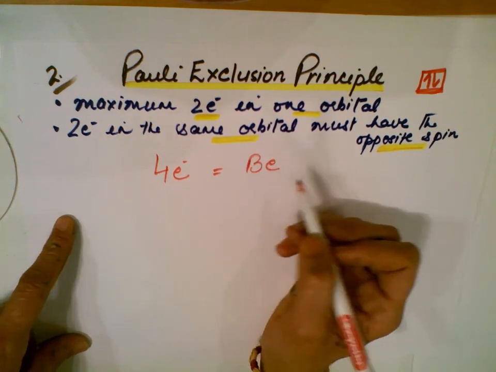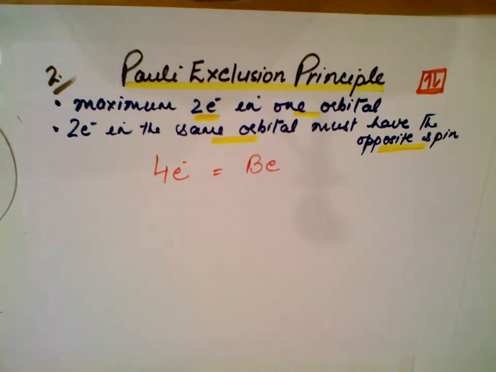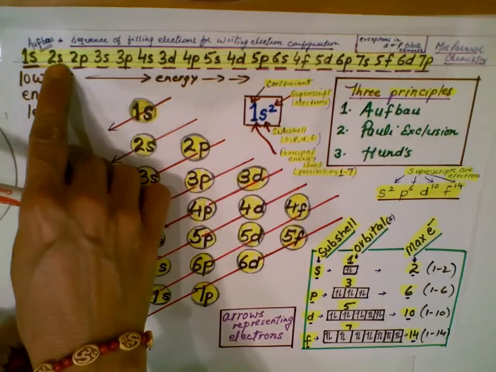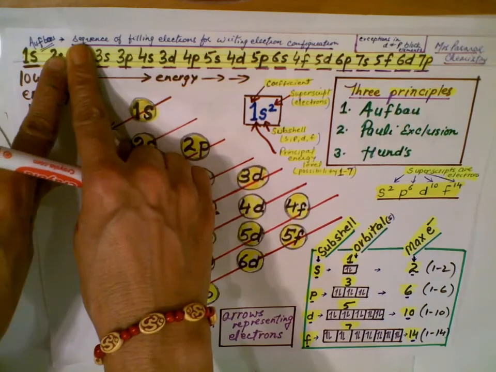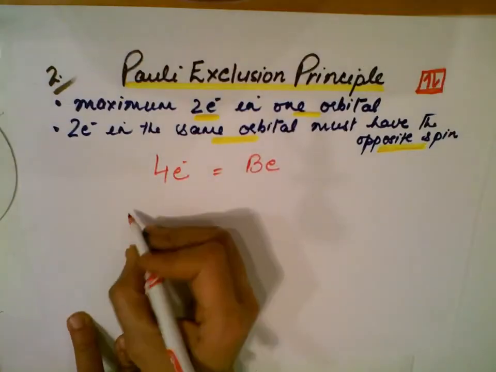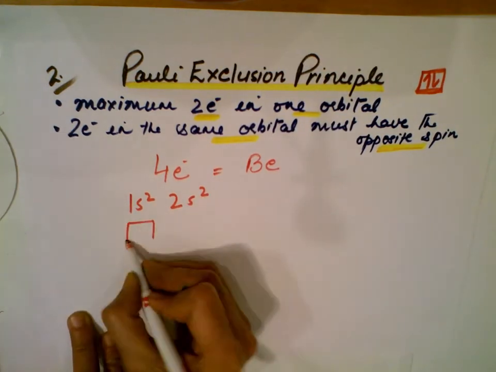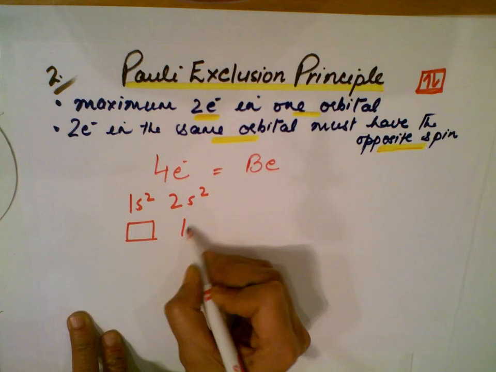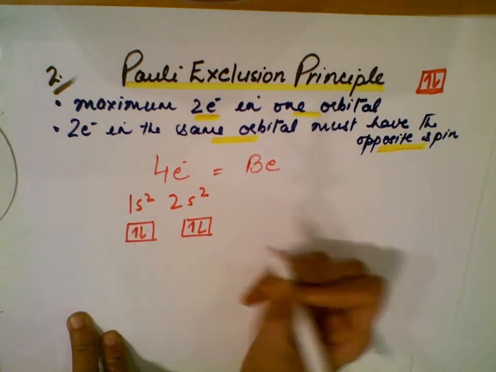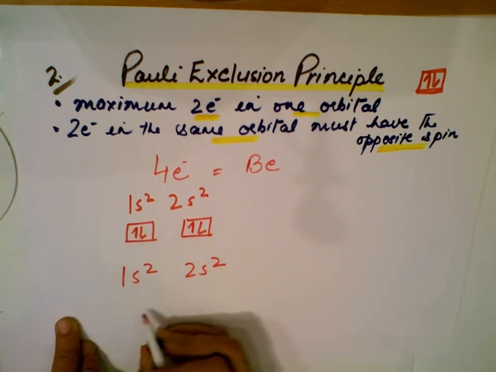So if there are 4 electrons, when you look at the periodic table, it will be beryllium. Beryllium has 4 electrons, and you write the electron configuration. You're going to follow the sequence. Where is my sequence? Right here. I'm going to start from here, 1s2, 2s2, and then I'm going to stop here because 2 plus 2 will be 4. So 1s2, 2s2. And when you draw the orbital diagram, for s it is 1, for s it is 1. I'm going to write in 2 electrons, 2 electrons.